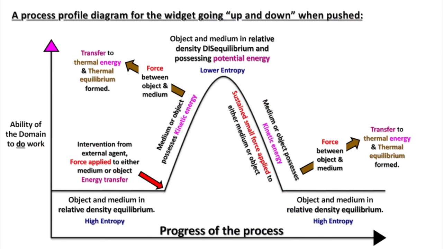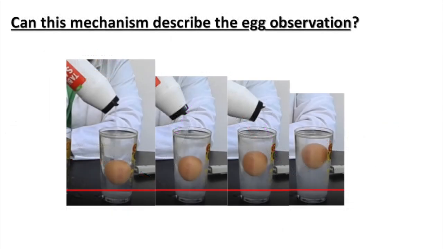A process profile diagram for the widget going up and down when pushed. Please pause to examine this slide carefully. Can this mechanism describe the egg observation?